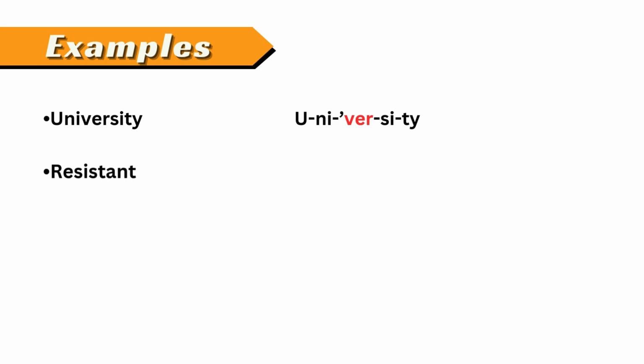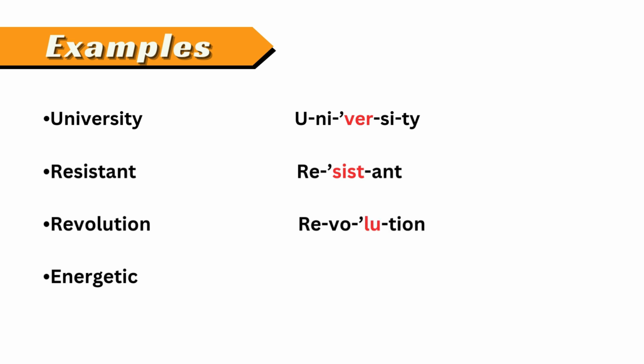You have some examples in front of you. The word university. Do you say it as university or university? No. You just have the stress on ver. You say university. Similarly, resistant. You don't put the stress on re. You call it resistant. Revolution. The stress is on lu. Energetic. The stress is on j.